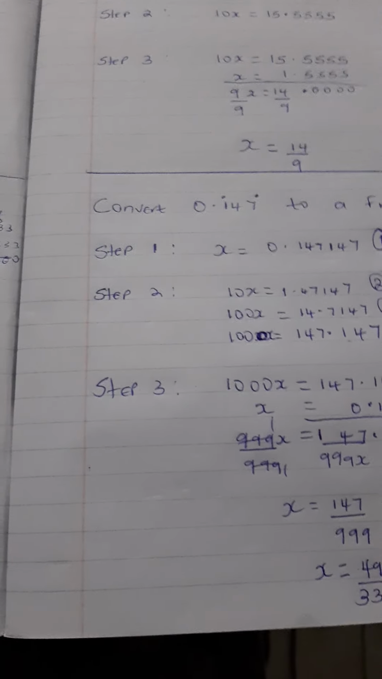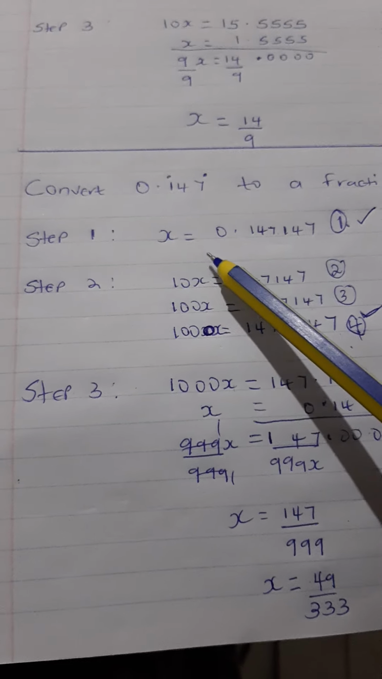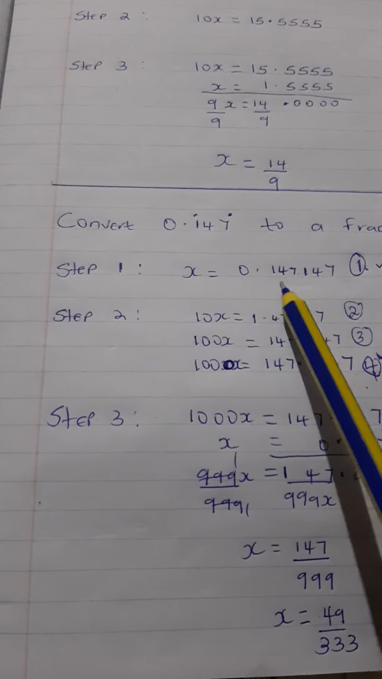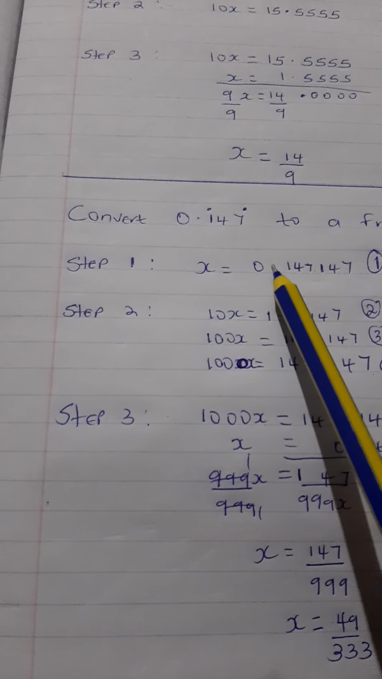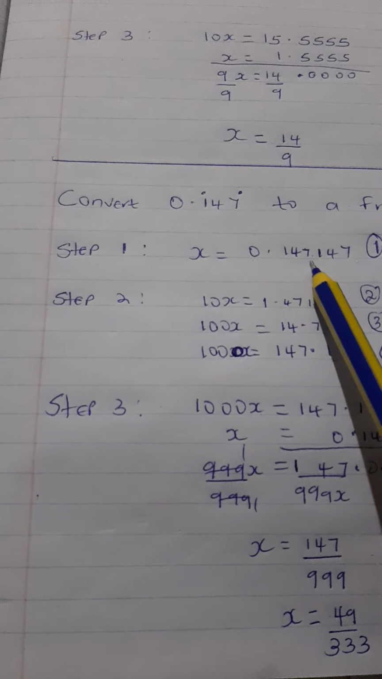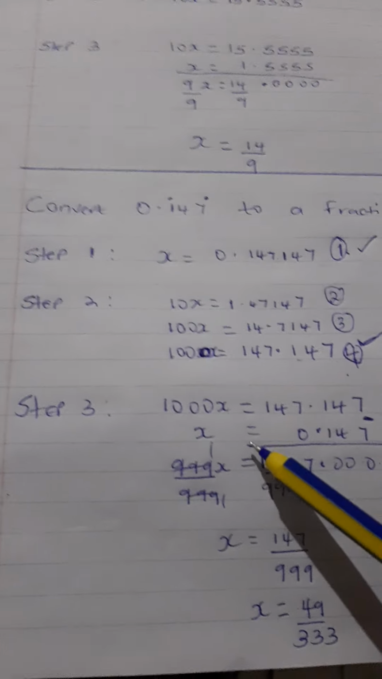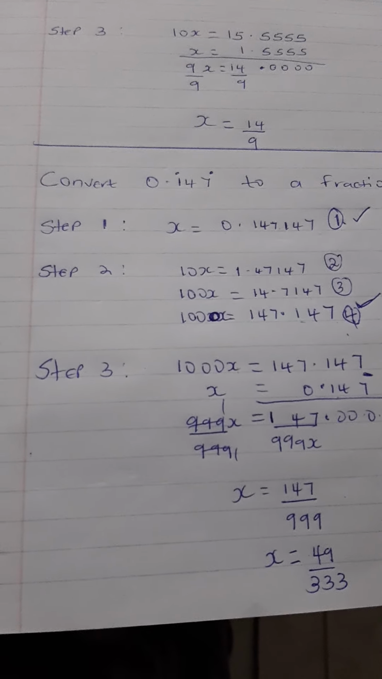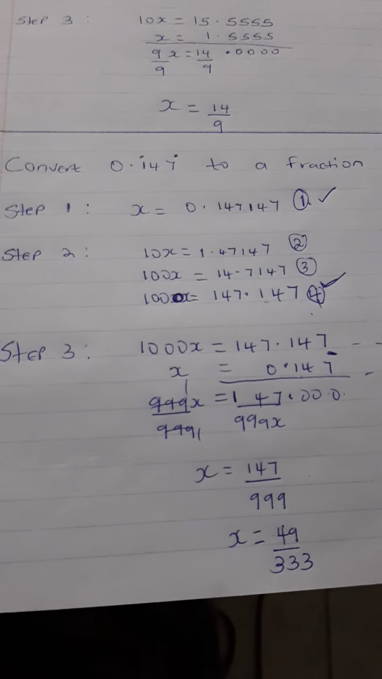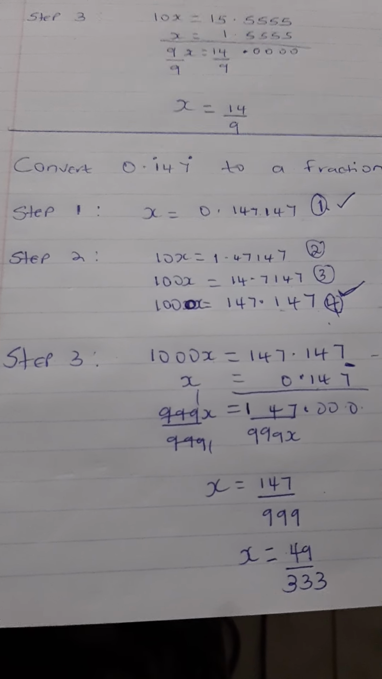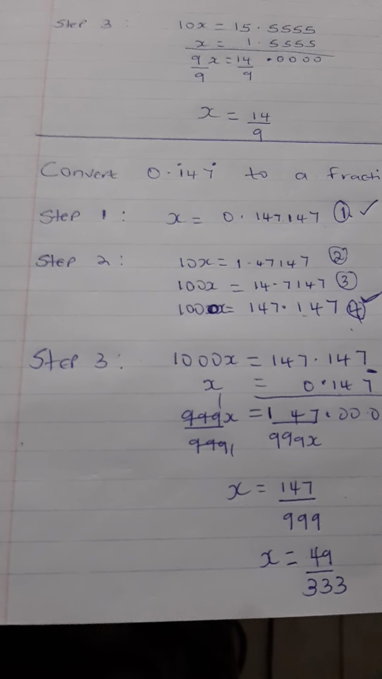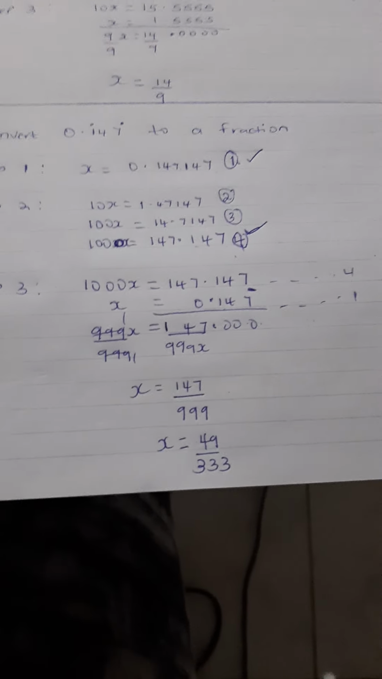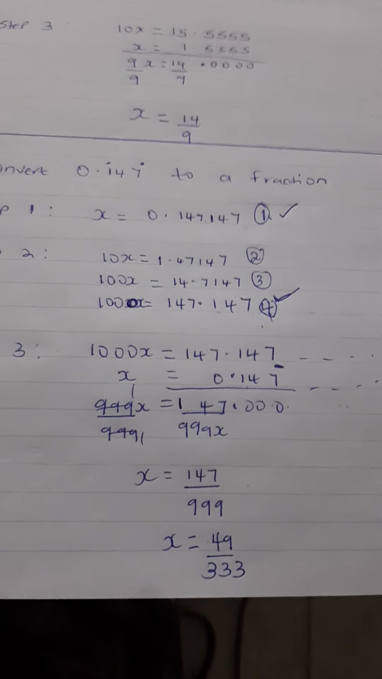We move on to 1,000. So we take 1,000 times x, we get 1,000x. Then 1,000 times this number, we are moving 3 times. So we move 1, 2, 3. And after the decimal point, we have 147, which is recurring. So that equation is okay. Then we take 1000x is equals to 147.147. Then we subtract the first equation, which is x. X is equals to 0.147.